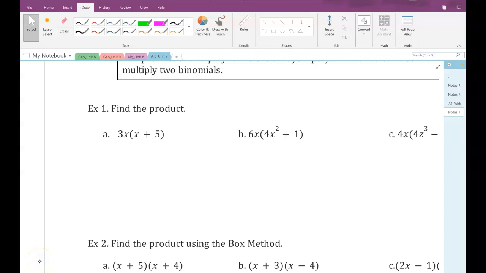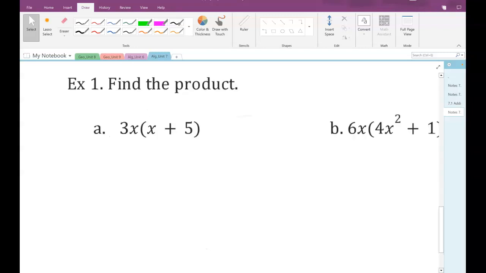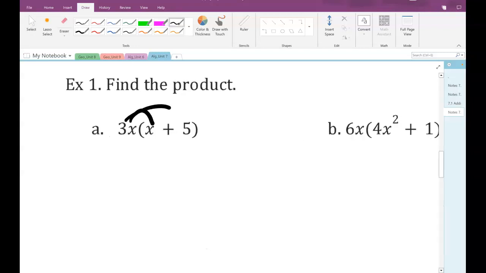All right, so for example A, all you have to do is distribute into your parentheses. You're taking a monomial, 3x, distributing it into your parentheses. When you distribute, the rule you follow is you multiply your coefficients and you add your exponents.